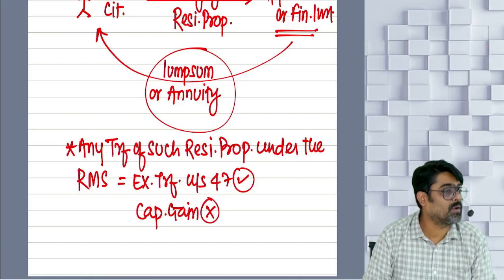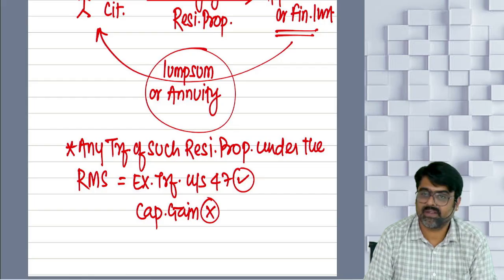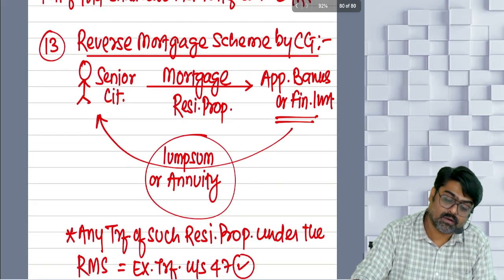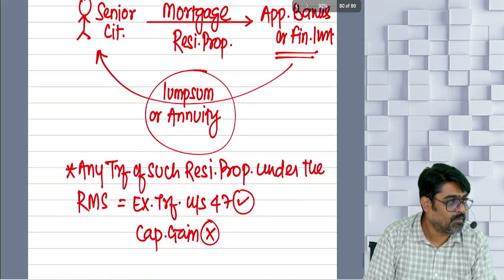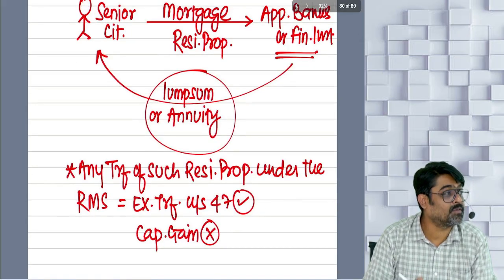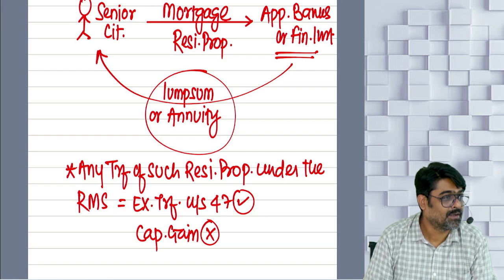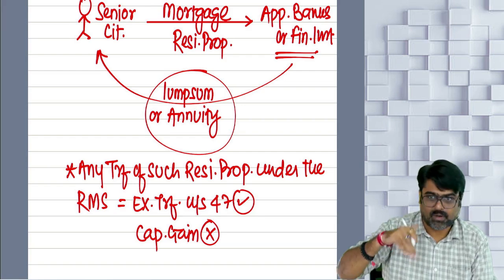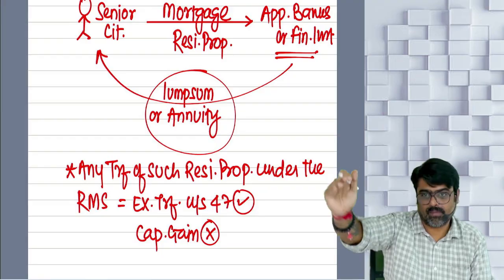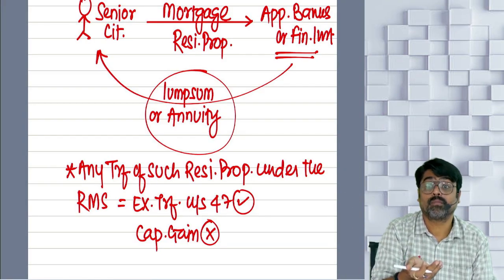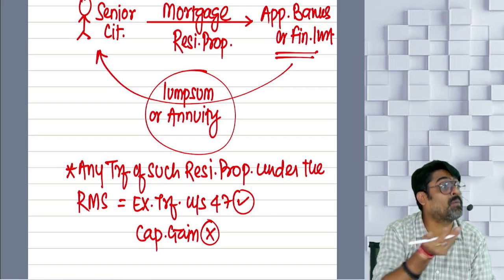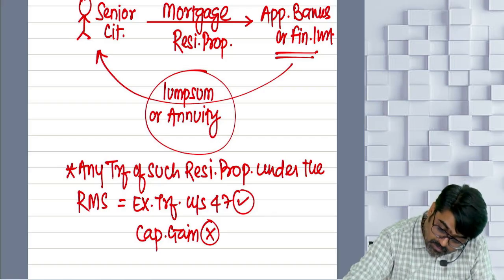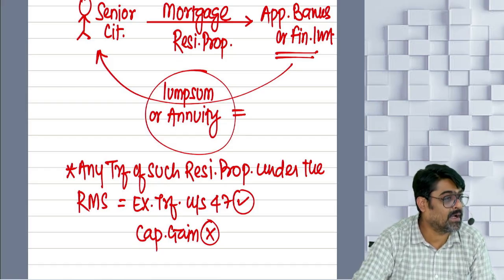Now you might have one question here. What question? Sir, the bank which is giving lump sum and annuity to this senior citizen, will it be taxable as income in the hands of the senior citizen? Property given on mortgage. So now the bank will give the money to whom? To the senior citizen. Yes or no? In the form of lump sum, in the form of annuity. So will this amount be treated as income and taxable in the hands of the senior citizen?